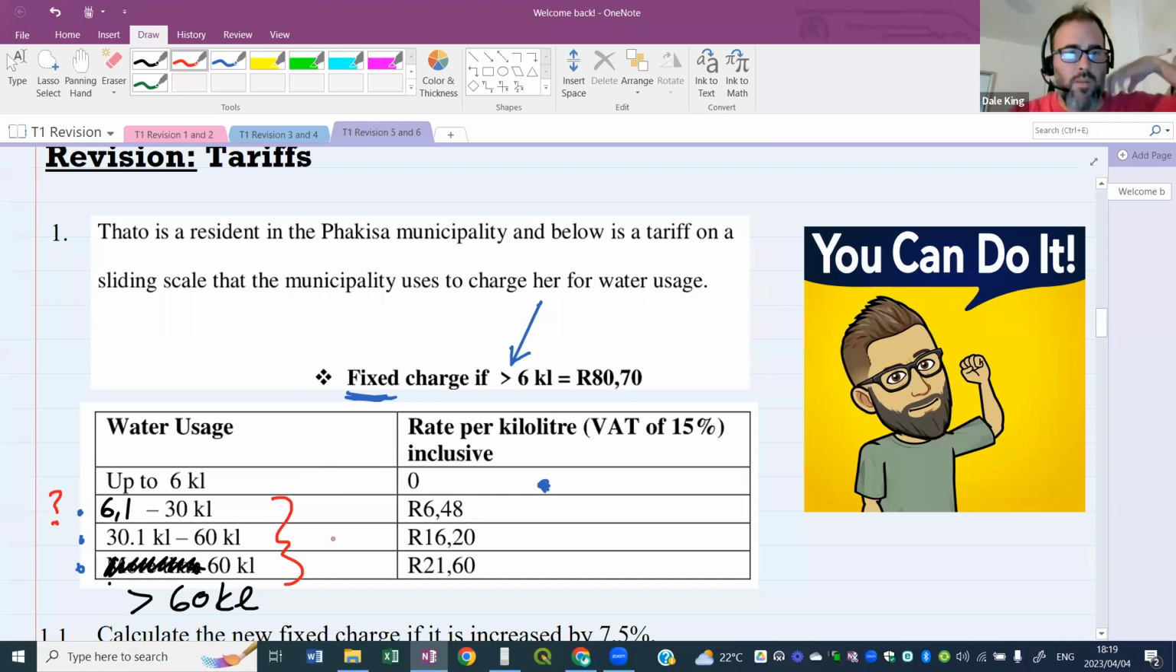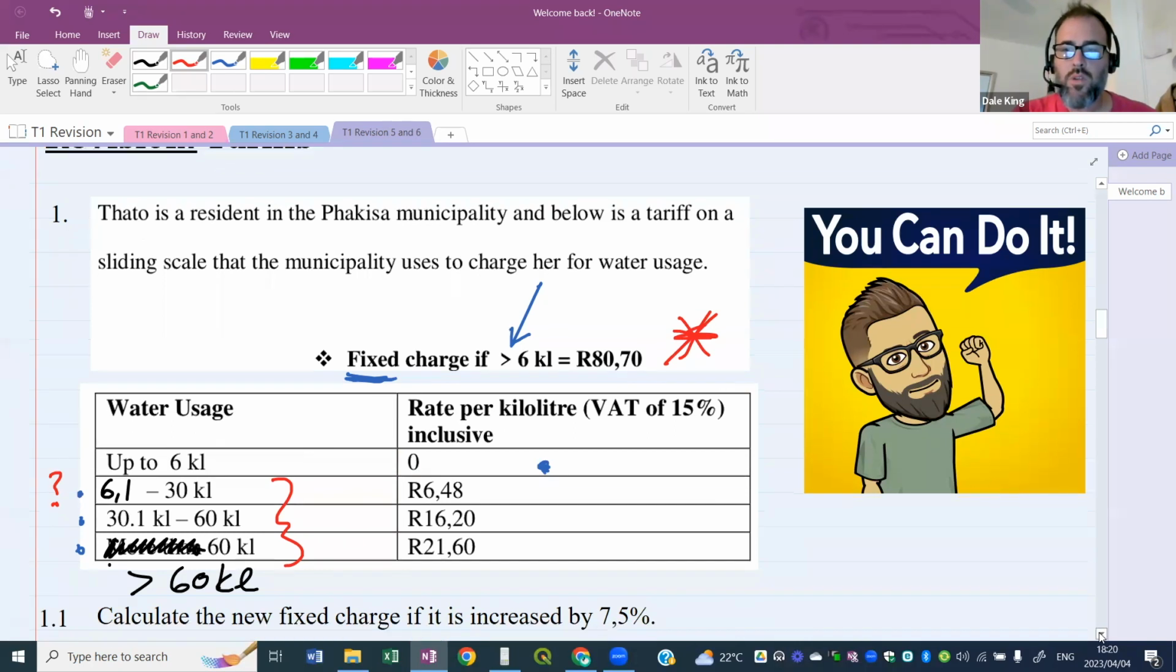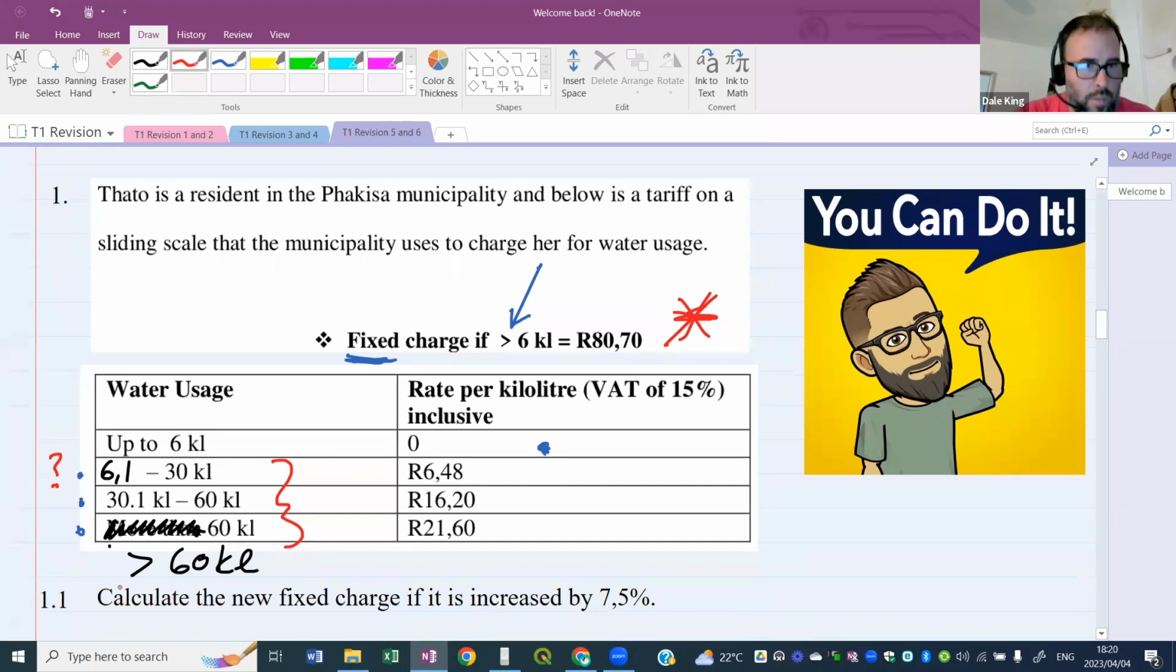Just remember, we've got 4 rows here, and the first row, up to 6 kiloliters, is free. We also have a fixed charge, which we must remember. If we go over 6 kiloliters, we're going to have to pay that no matter what. Okay, so here's the first question. 1.1. Calculate the new fixed charge.